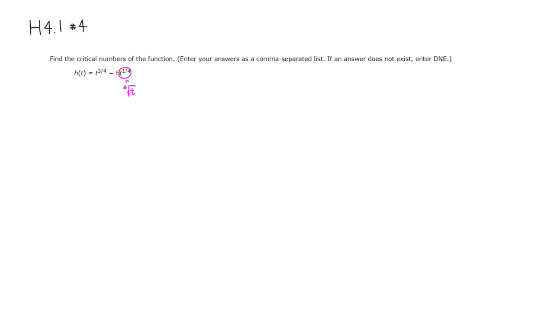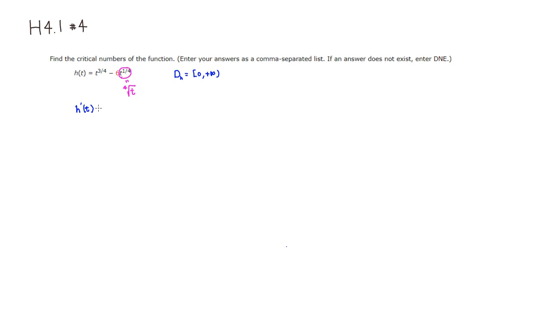So the domain of h, I'm going to say D sub h, is going to be non-negative. So 0 is okay, and everything above that is fine. All right, so let's find the derivative, h prime of t.